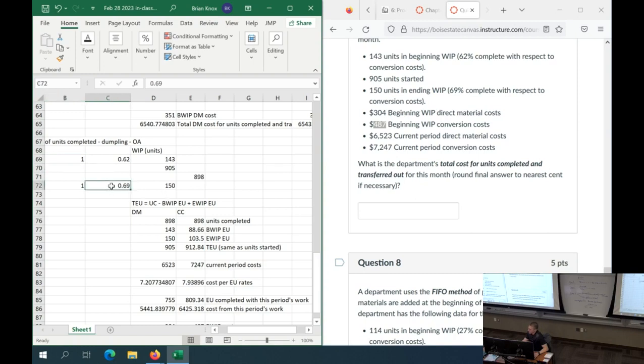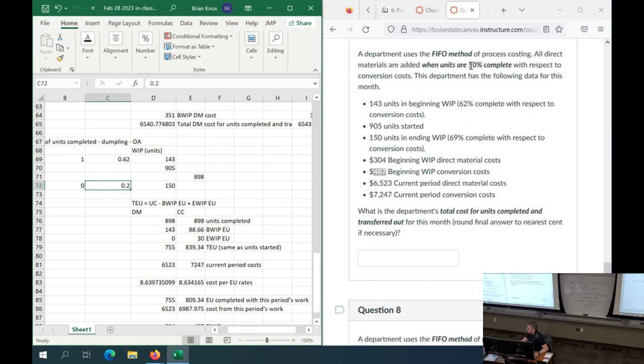Same with ending WIP. If ending WIP weren't past the threshold, let's say it's 0.2 or whatever, 20% complete, then this would be 0 as well. Again, assuming the threshold is 50% here.